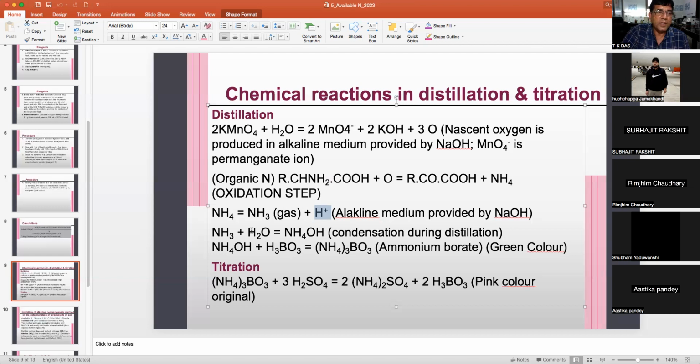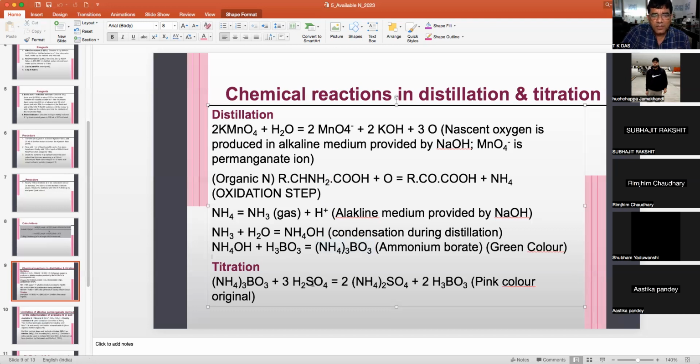So during this period, they are also condensed. And this ammonium hydroxide reaches the boric acid, reacts with boric acid and forms ammonium borate. Ammonium borate, or it should be ammonium tetraborate. NH4 thrice borate, I think it should be. There is some problem here in the formula. I will correct it. You can take it. This is ammonium tetraborate, and then titration.